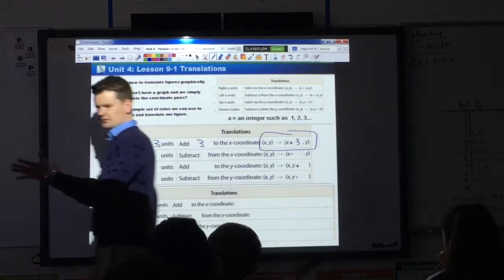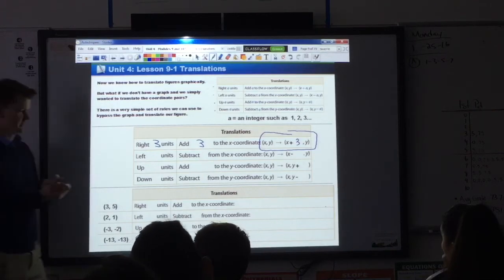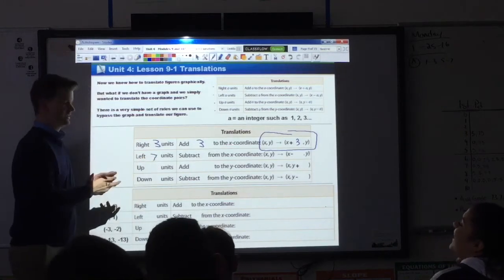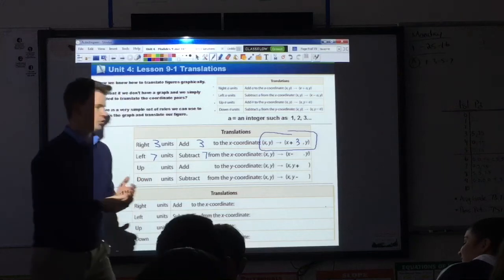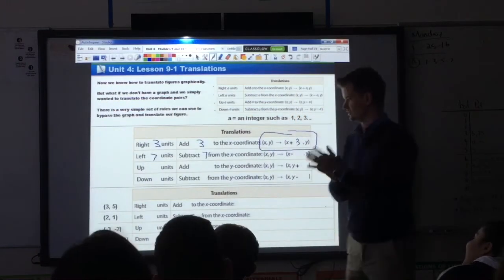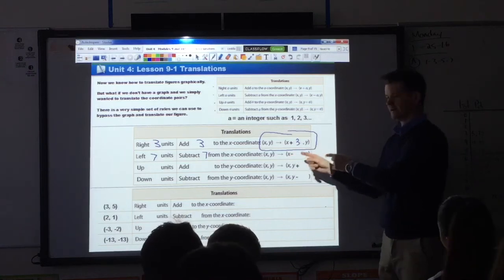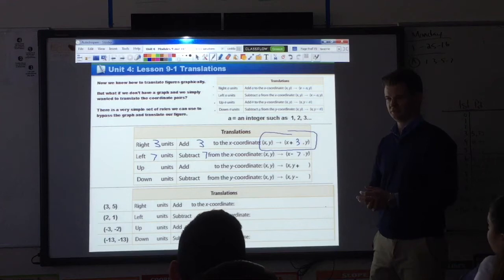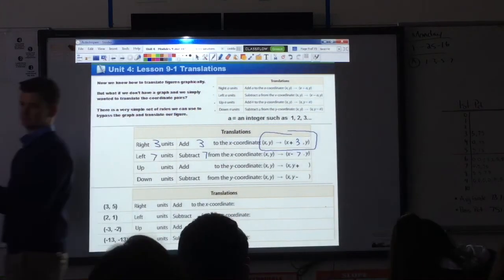What if I were to go left? Give me a number. Any number, I don't care. 7. So if we go left 7 units, that means that we are subtracting 7 from the x-coordinate. So the coordinate notation would look like this: x comma y, arrow. We're subtracting, so it would be x minus 7. Does anything happen to the y? No. The y stays the same.